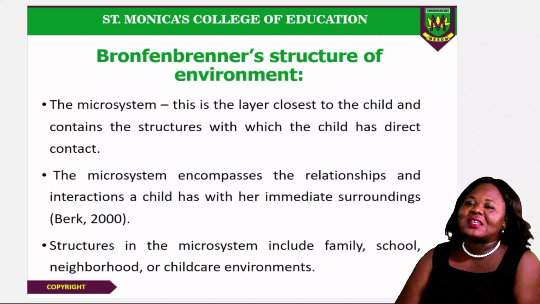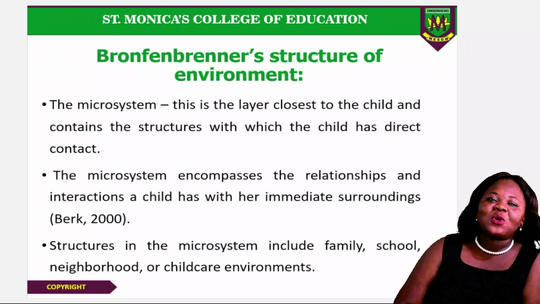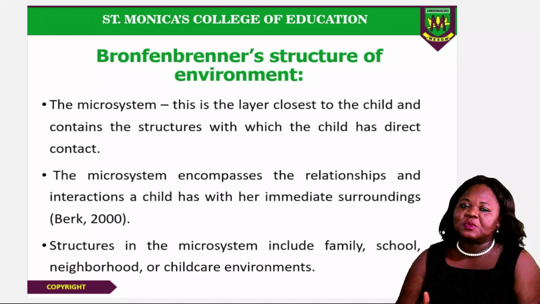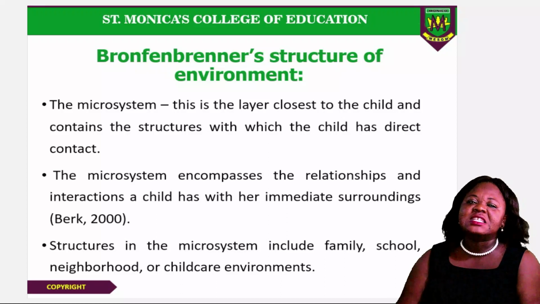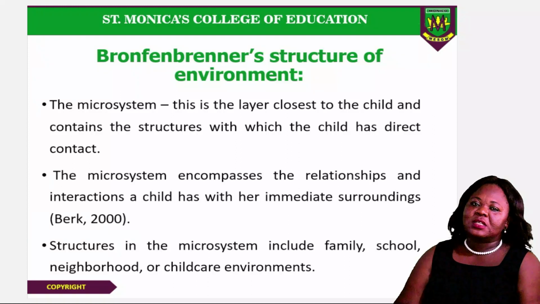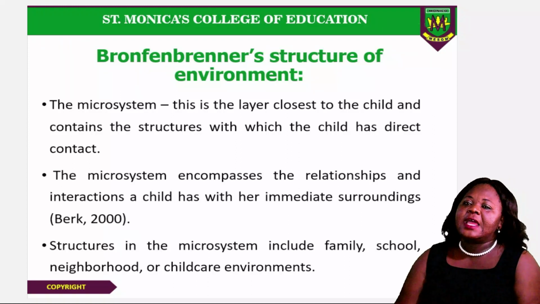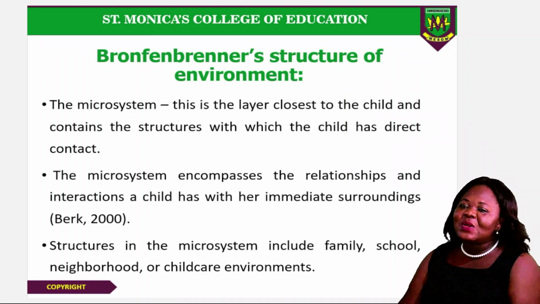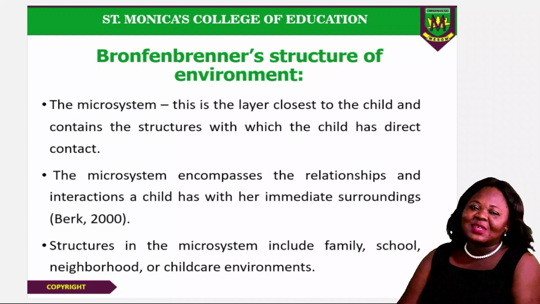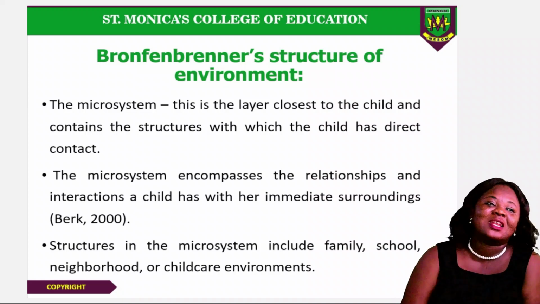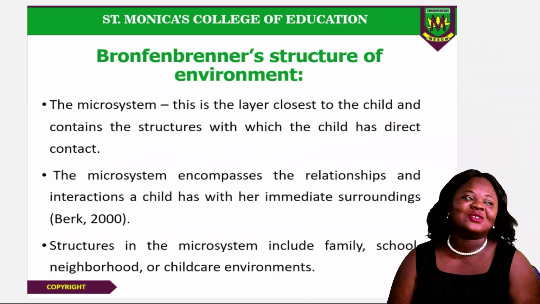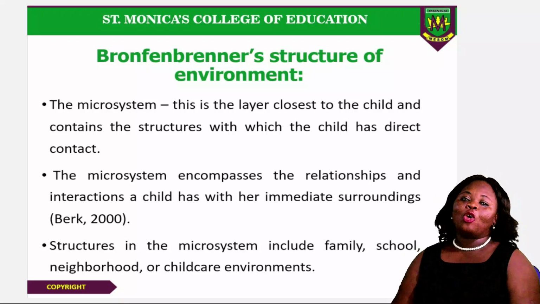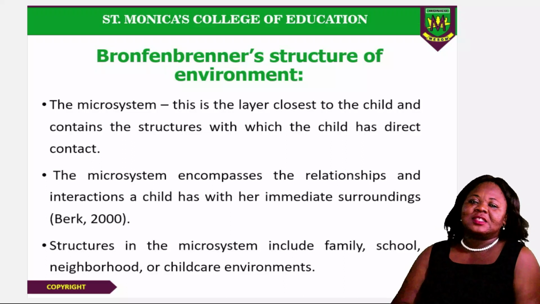Don't forget, I will be expecting your answer at my comment level. Again, the microsystem is made up of the relationships and the interactions the child has with the immediate surroundings. I said what? The interactions between the child and the immediate surroundings is also an explanation of what we refer to as the microsystem. Structures within the microsystem include what? The family, the school, the neighborhood, and the childcare environment. And as a teacher, when I talk about childcare, we are talking about where the baby is at home, the kindergarten, the nursery, the KG. All these are childcare, or the house help who has been in the house to help us take care of the baby.